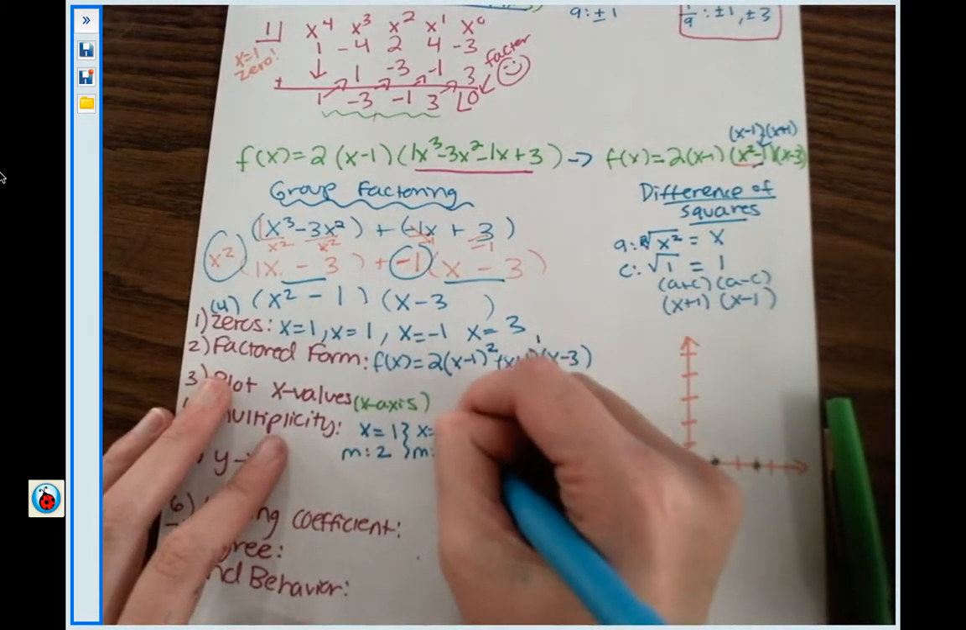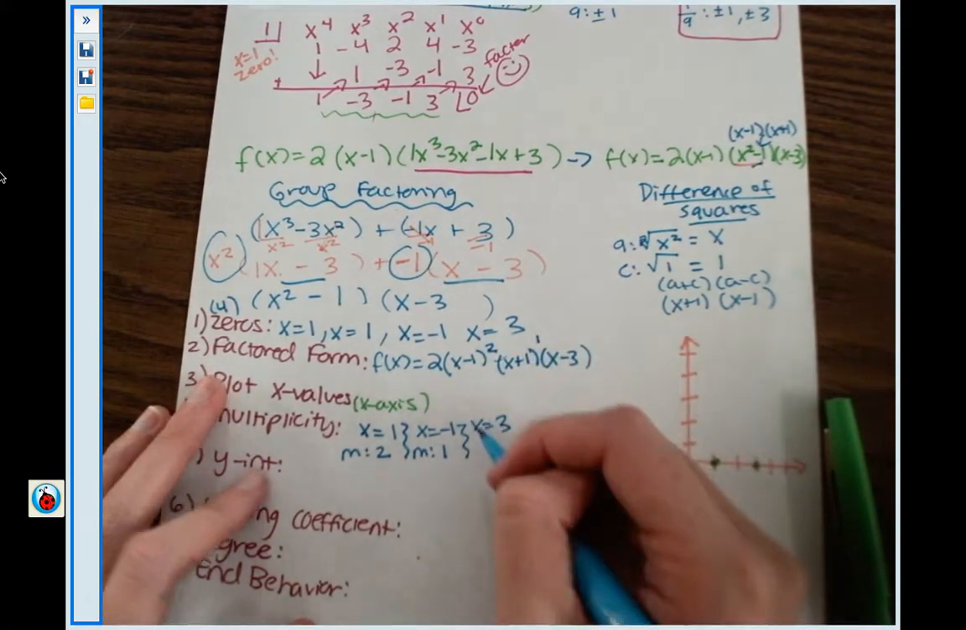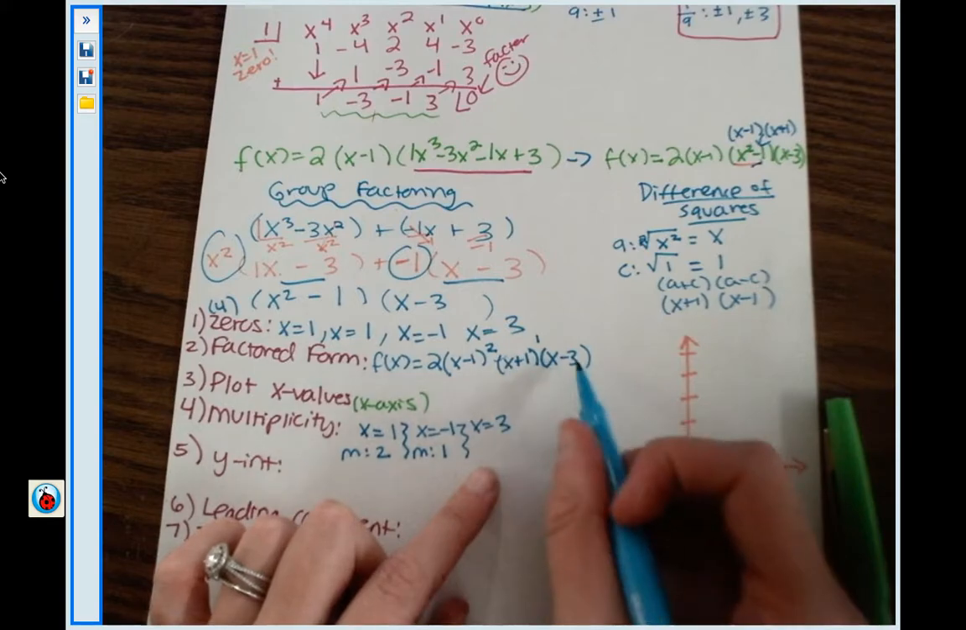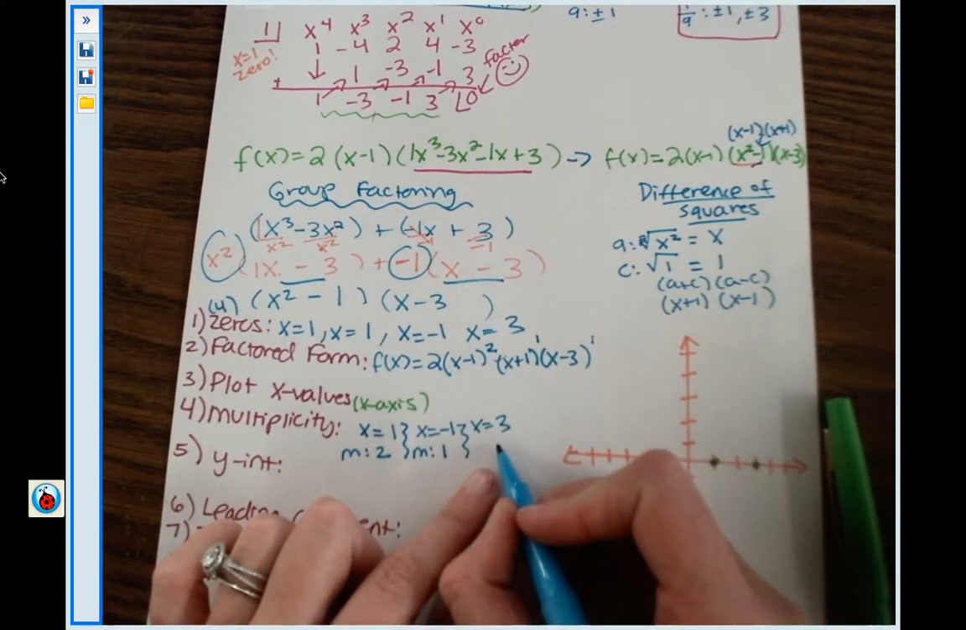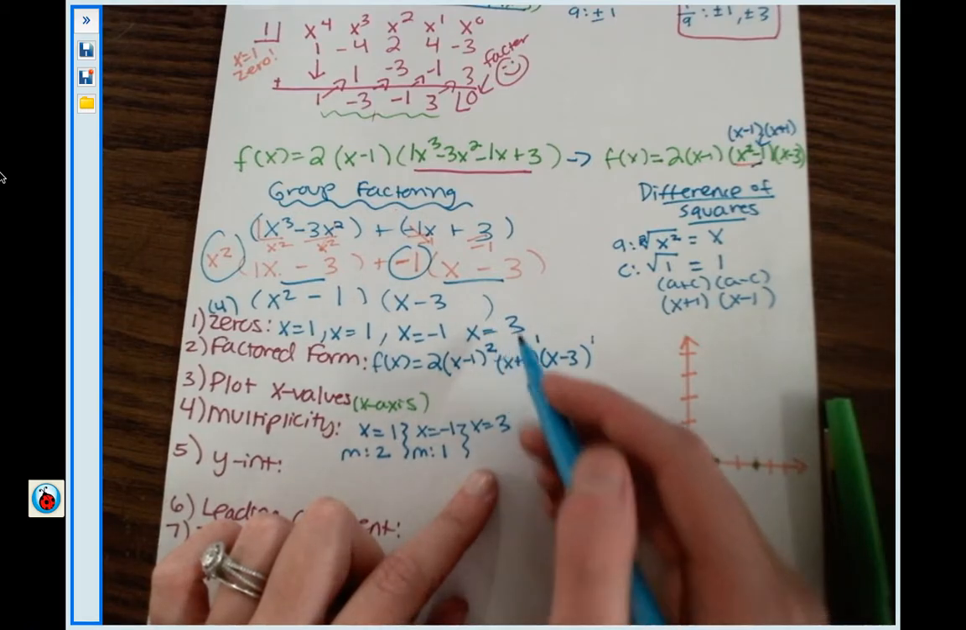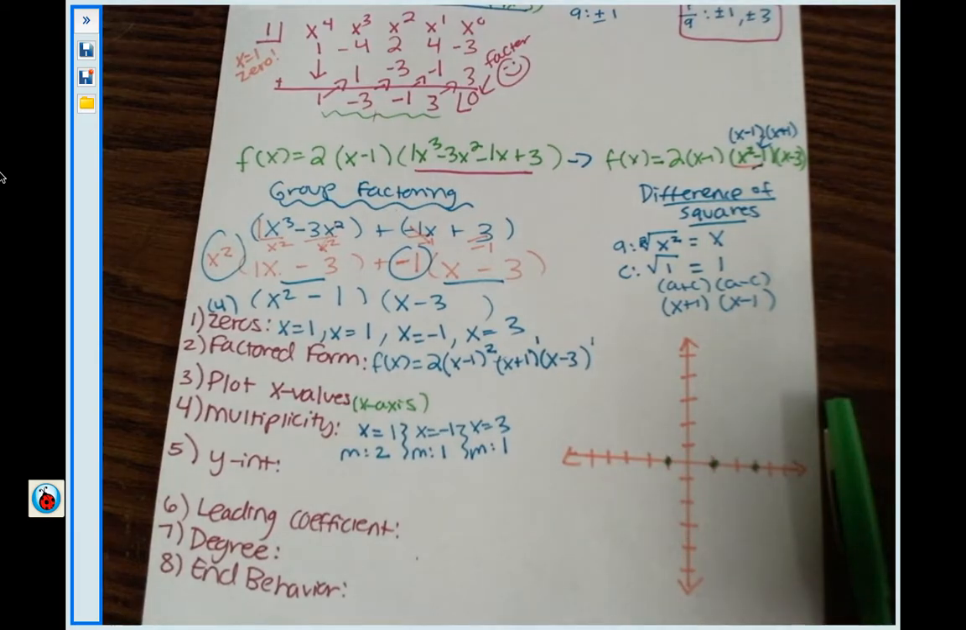And then my final zero is when x equals 3. Here, when x equals 3, the exponent is secretly a 1. This is the factor that pertains to this zero. Also, I only have a 3 listed 1 time, so the multiplicity has to be 1. And then remember, let's talk about what the multiplicities are.